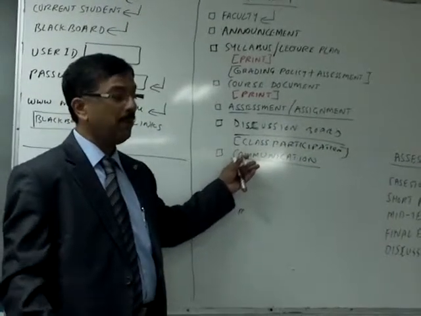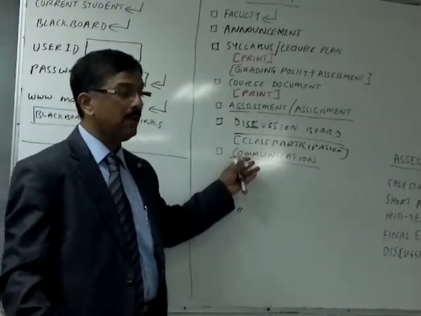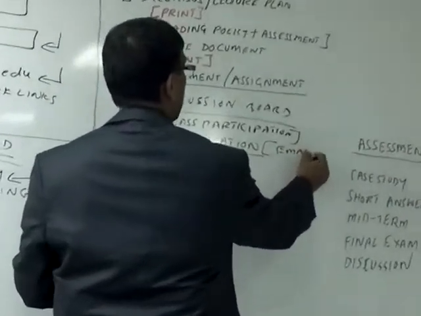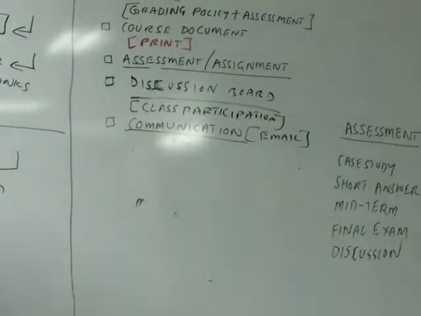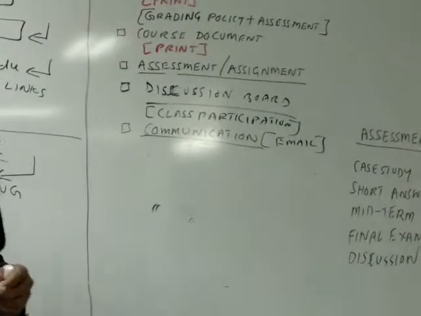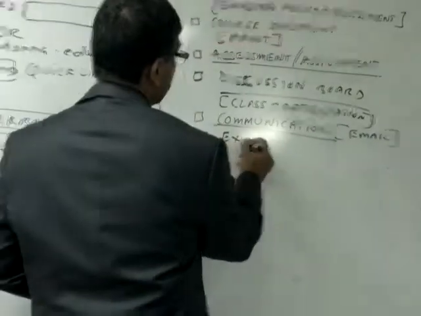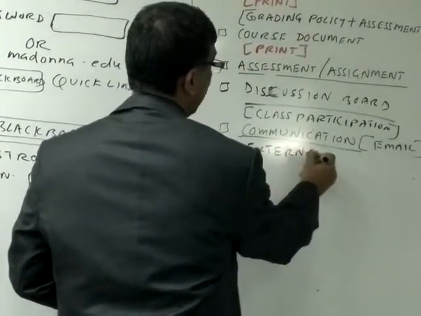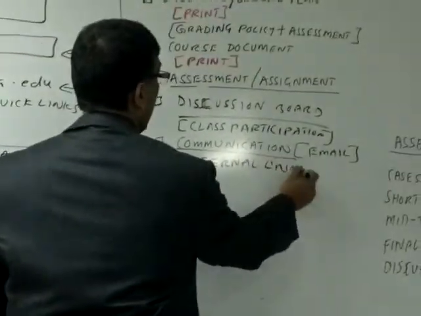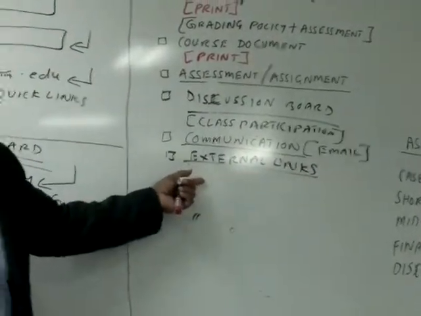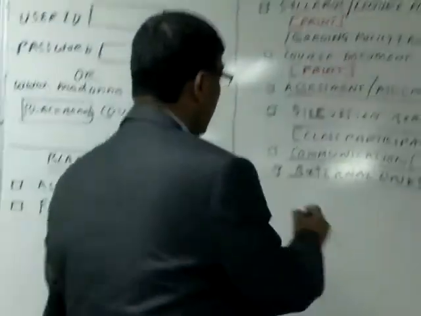You can communicate with your professors through this particular icon, okay. This is the place where you will find all the email IDs. So you can communicate within the Blackboard itself, okay. So you can have a communication. Same way you are having external links. For example, if you want to refer to some outside web engines, you can get into the external links. All these are very user friendly.